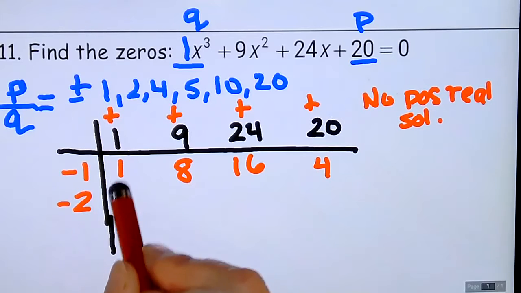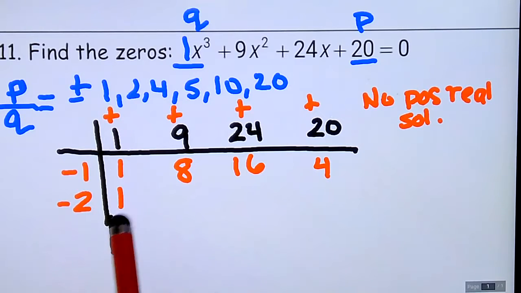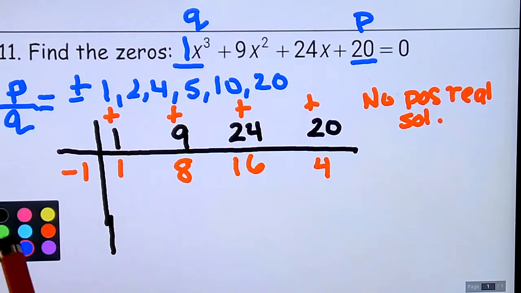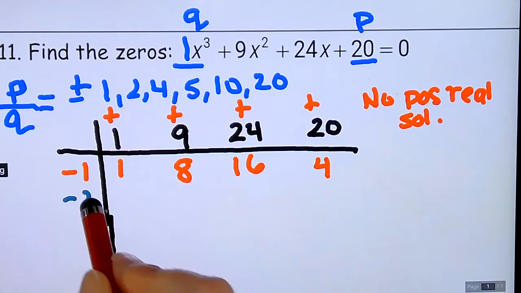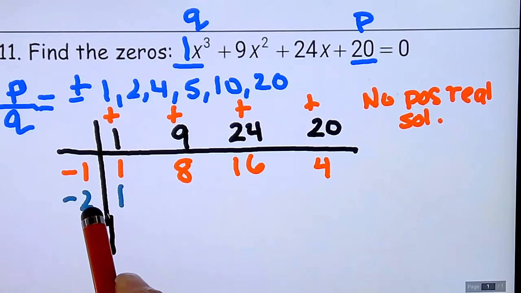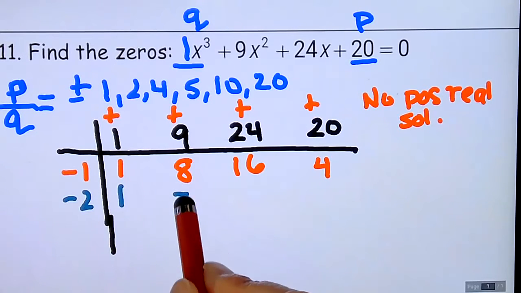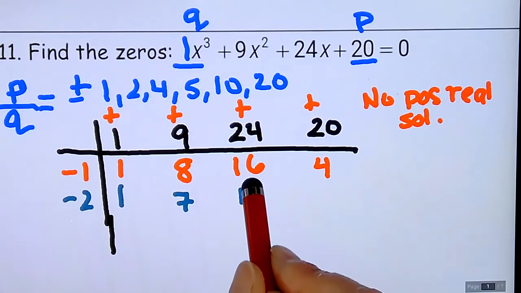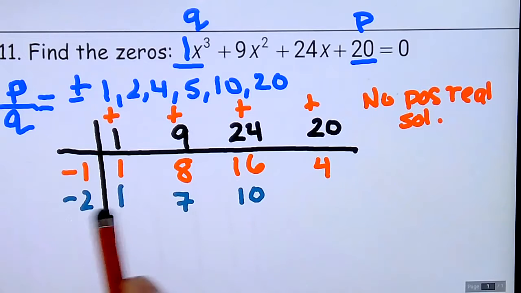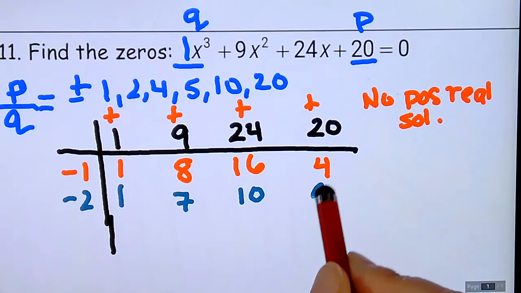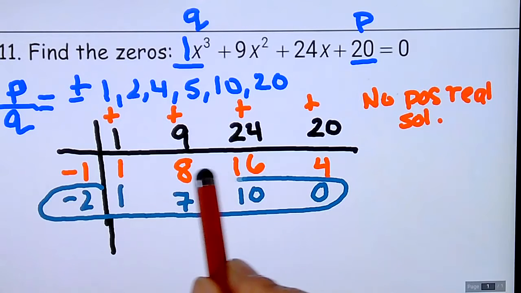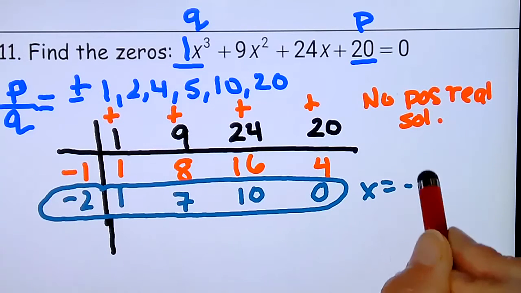So let's try negative 2. Bring it down. So again, I'm bringing down the 1. 1 times negative 2 is negative 2. Here, let me do it in a different color so we can just see which lines are what. Okay, so negative 2. I'm bringing down my 1. 1 times negative 2 is negative 2. I add it to the 9, 7. 7 times negative 2 is negative 14. I add it to 24. I get 10. 10 times negative 2 is negative 20. I add it to 20. I get 0. So right now I found a 0. Okay, x equals negative 2.